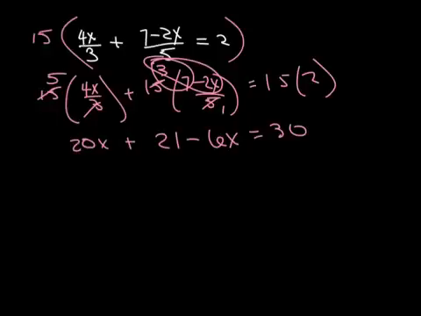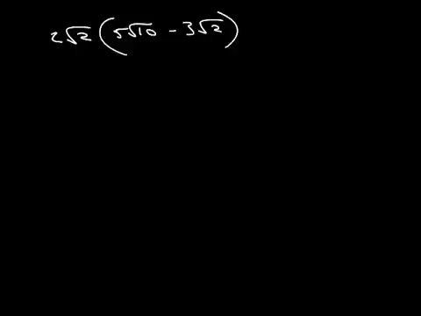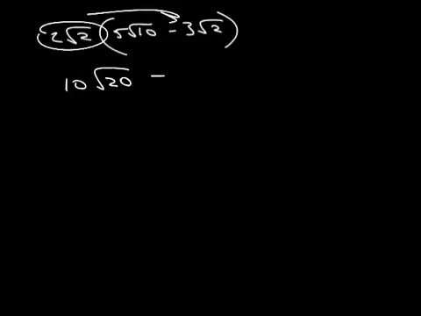Let's look at number 12, just as a reminder of radicals there. 12 is 2 square root of 2 times 5 square root of 10 minus 3 square root of 2. We're going to distribute, so remember when you distribute, you multiply the numbers on the outside and the numbers on the inside. So numbers on the outside give us 10. Numbers on the inside give us the square root of 20. We distribute this with this, and we get a minus 6 square root of 4.